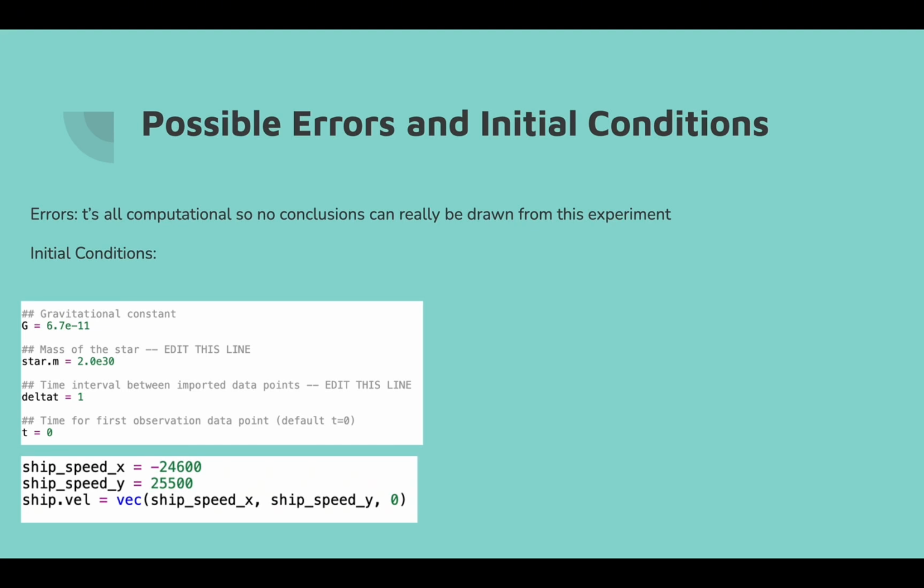Then for the initial condition of the ship, I found that negative 24,600, y value 25,500, and then z value 0 created a good orbit.